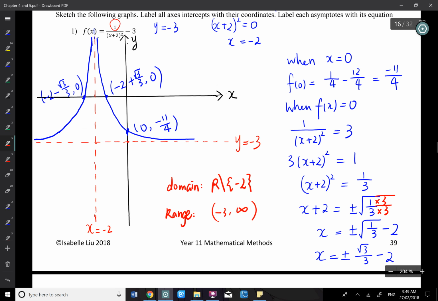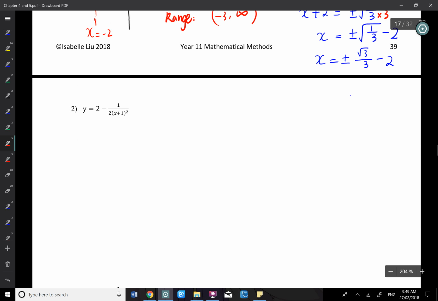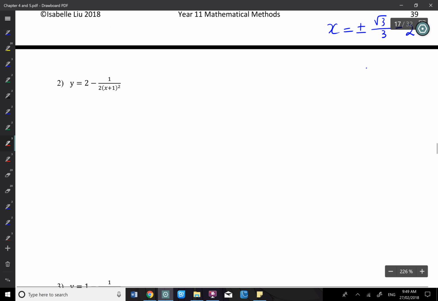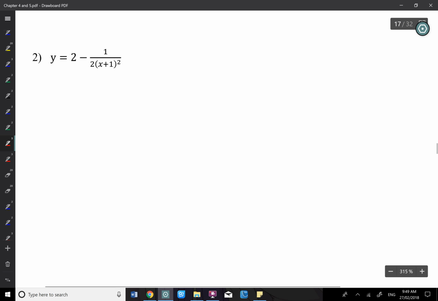Okay, let's have a look at the next one. I don't really like the form for the next one because there's a 2 outside the bracket. Well, if it's a plus, then it's definitely not working. But if it's a times, I can try to rearrange this equation a little bit and get into the right form.